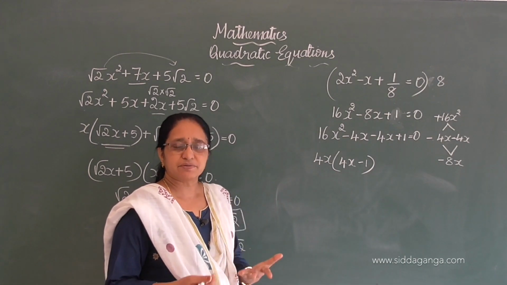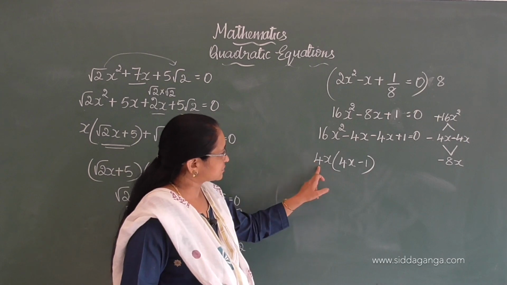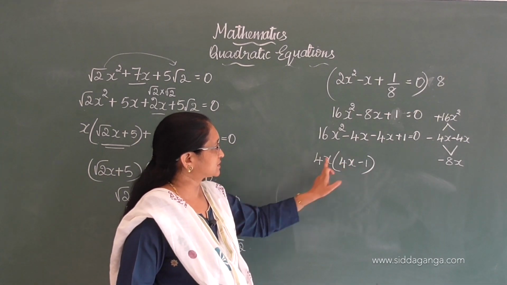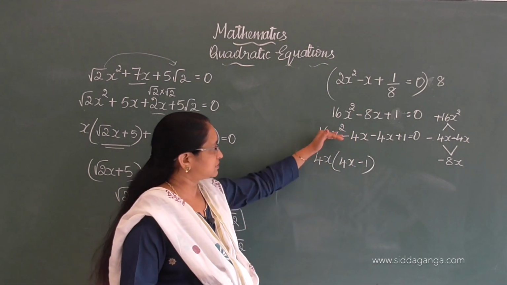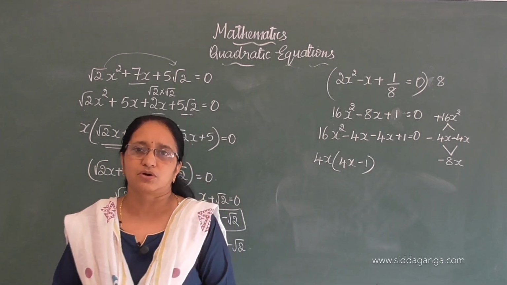Sometimes we go wrong. Okay. So, you have to check whether it is correct. See here, 4 4s are 16. x into x, x square, minus 4 into 1, 4x. Like that, once after doing a step, you just check back so that you won't go wrong.